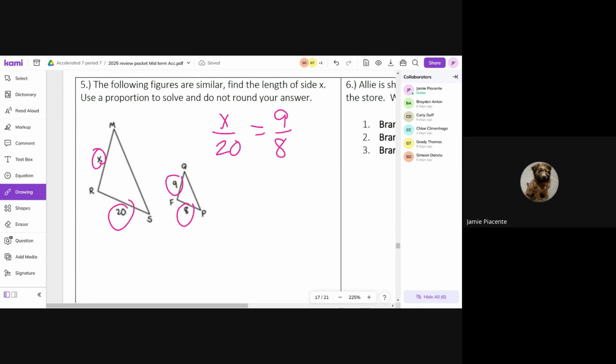Okay, cross multiply. 8 times X is 8X. 9 times 20 is 180, divided by 8. X equals 180 divided by 8, 22.5.